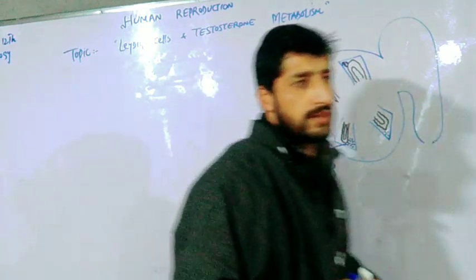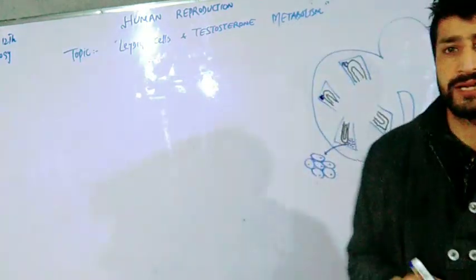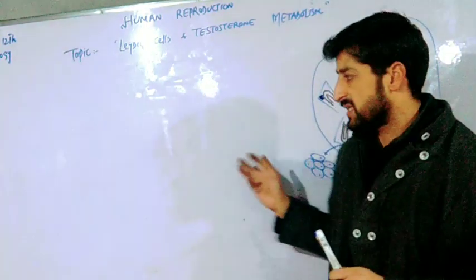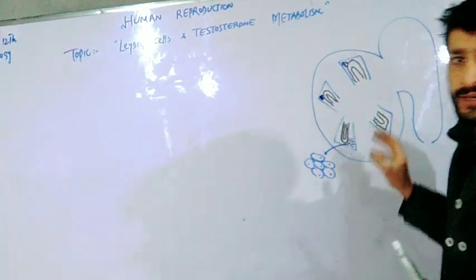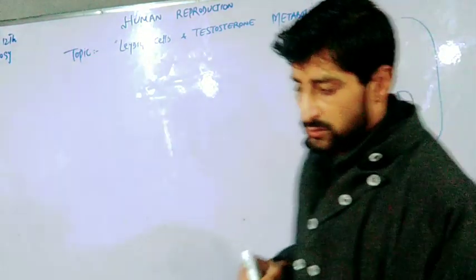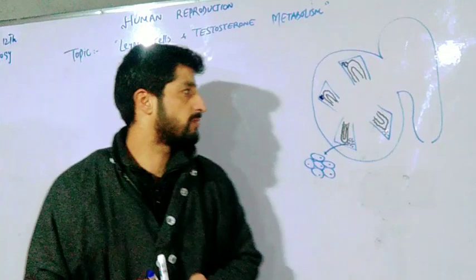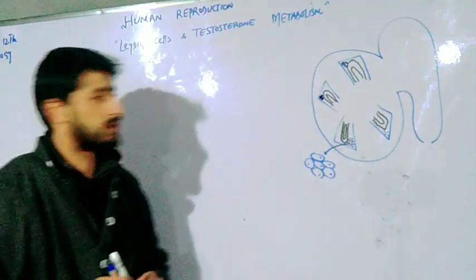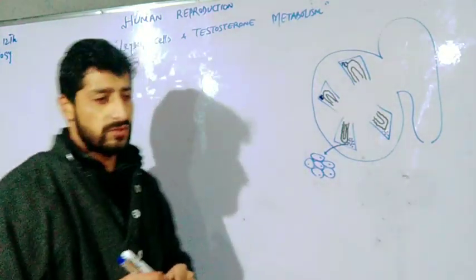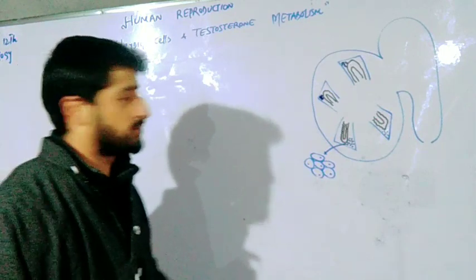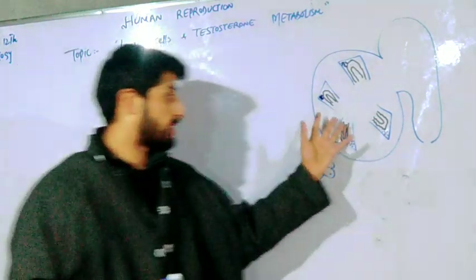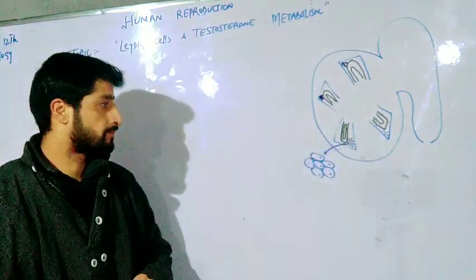Till now we have studied that in case of humans there are primary sex organs. The primary sex organs include the testicles, and testicles have basically two important functions. One is the formation of sperm, the second is the formation of hormones. One of the most important hormones secreted by the testicle is testosterone.